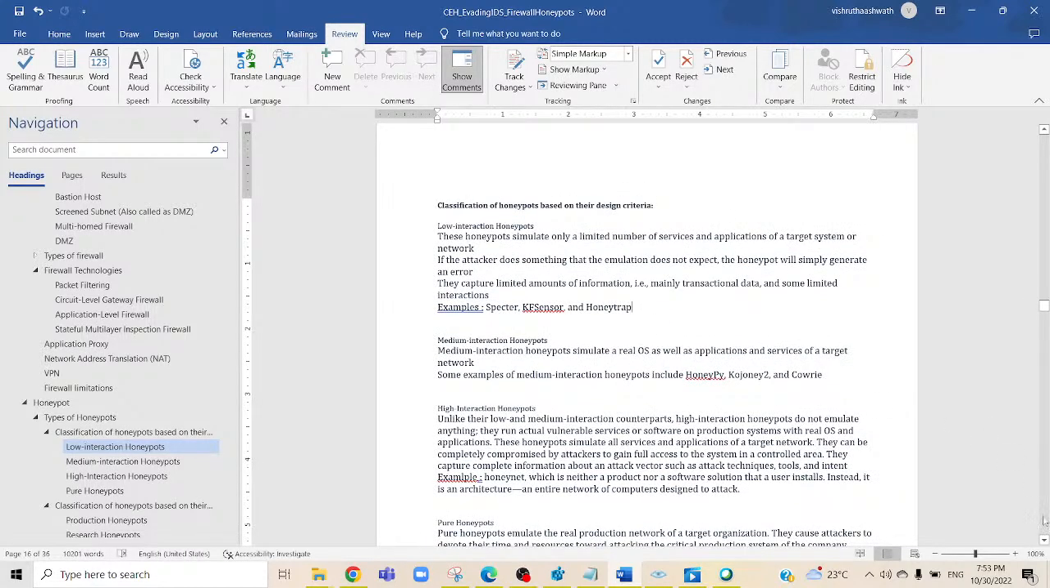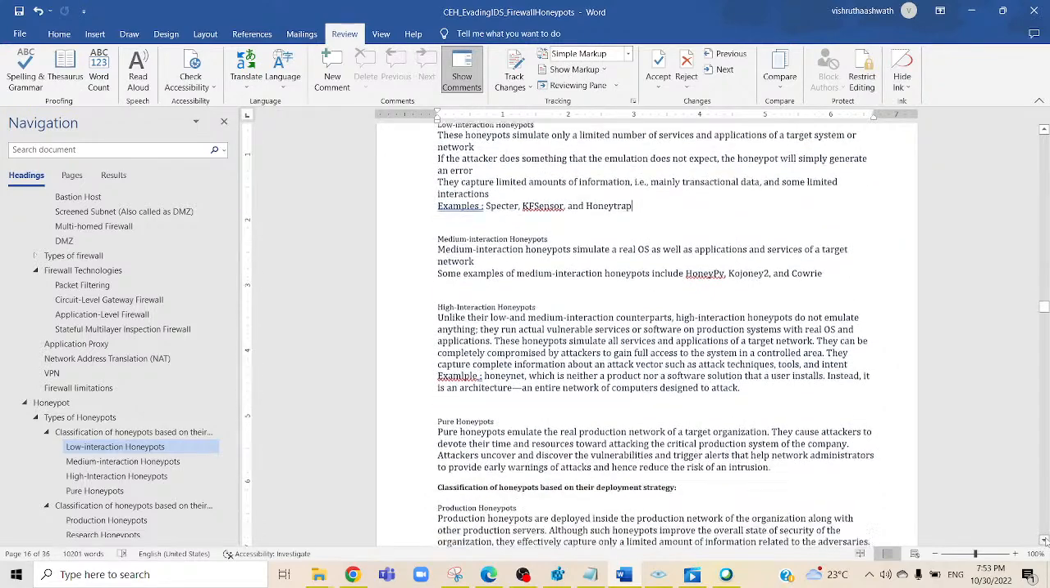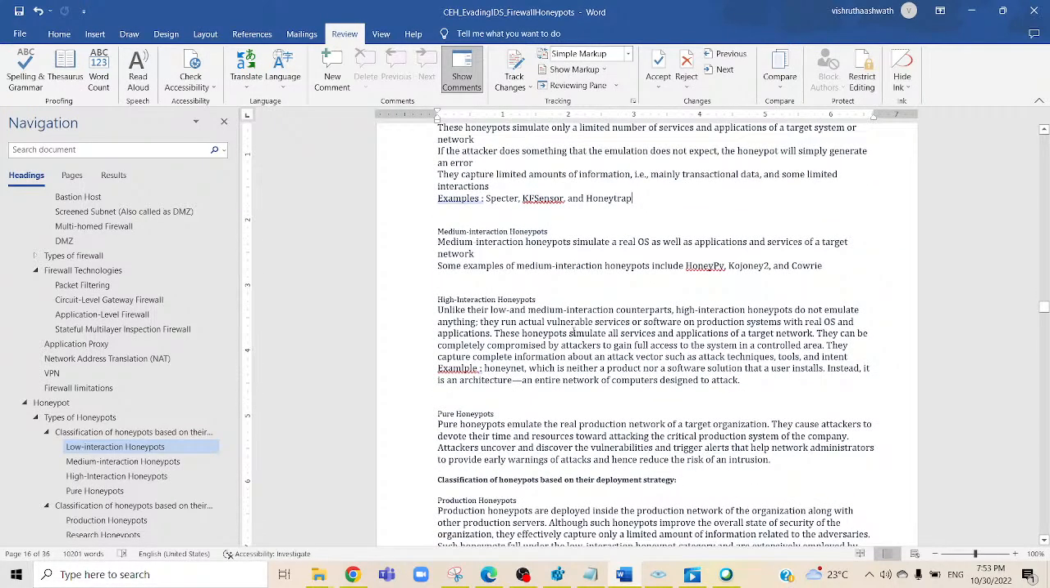Medium interaction honeypots. Medium interaction honeypots simulate a real OS as well as applications and services of a target network. Some examples of medium interaction honeypots include HoneyPy, Kojoney2, and Cowrie.